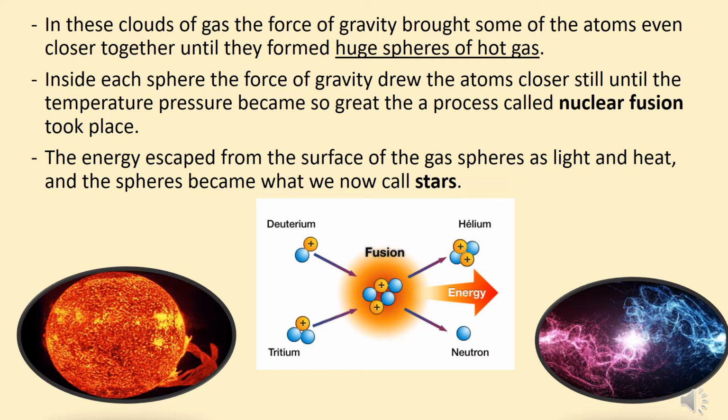In this process, some of the hydrogen atoms were converted into helium atoms, and large amounts of energy were released, exactly like the picture down. The energy escaped from the surface of the gas spheres as light and heat, and the spheres became what we now call stars.